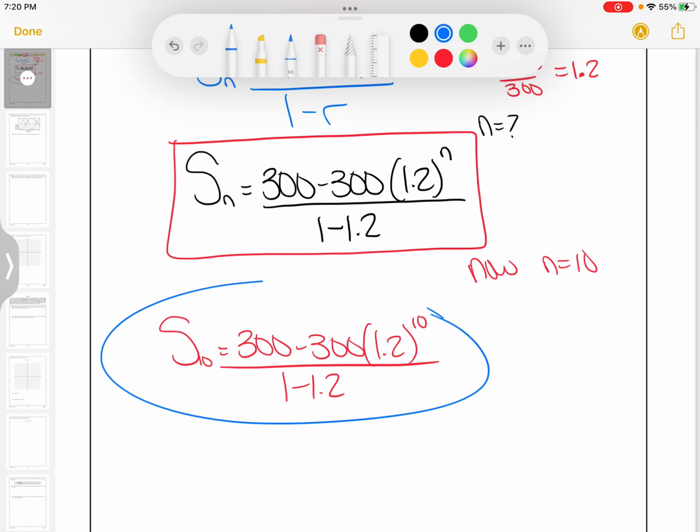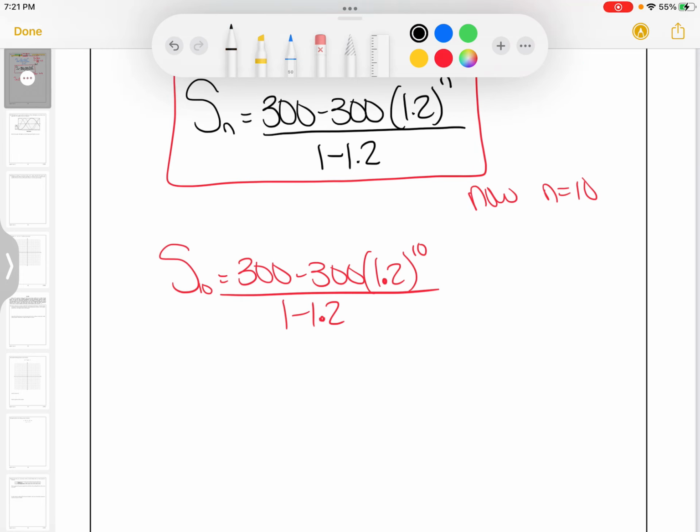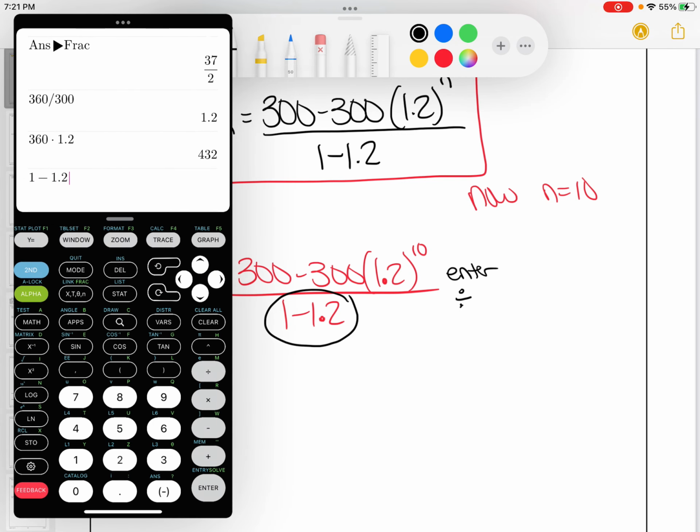And then usually people ask me, what if I just went straight to this? Wrong. It told you to write a formula first, so you have to write the formula first. So now, when you're plugging into your calculator, you have to plug in the top first, press enter, then you have to divide by one number. So I'm going to simplify that first. 1 minus 1.2 is negative 0.2, so this gets replaced with just that one number.